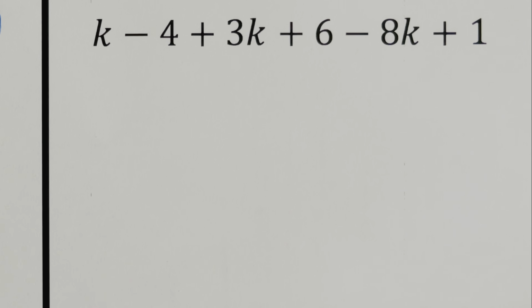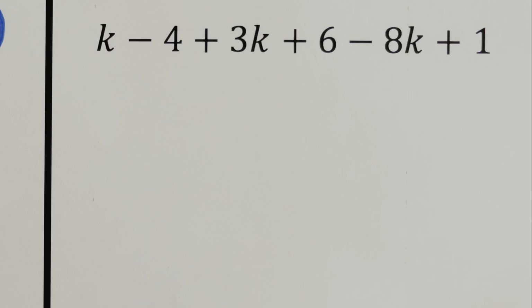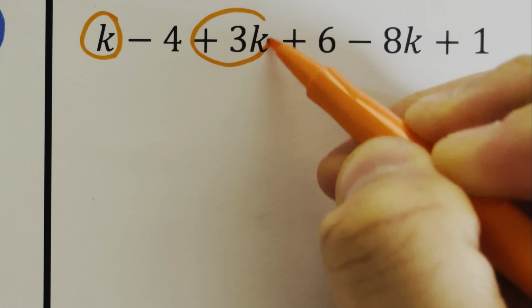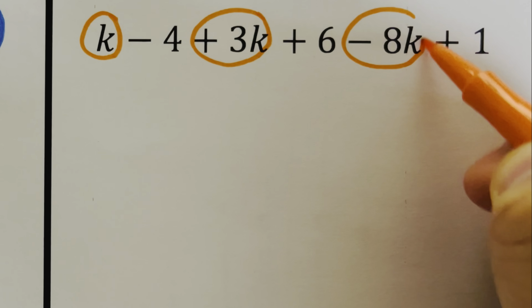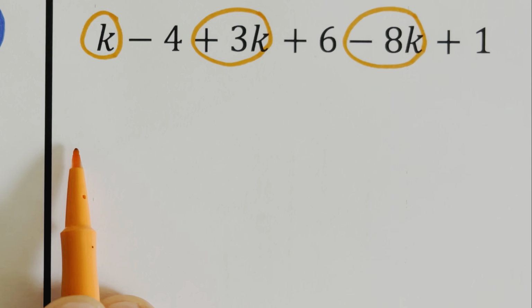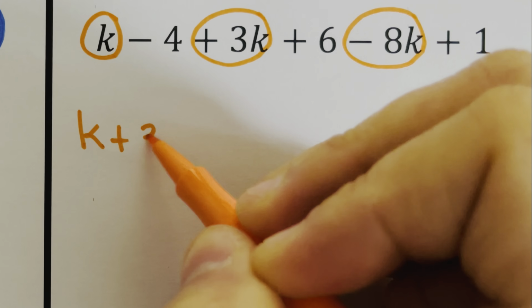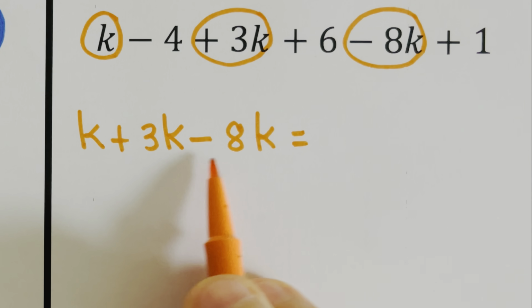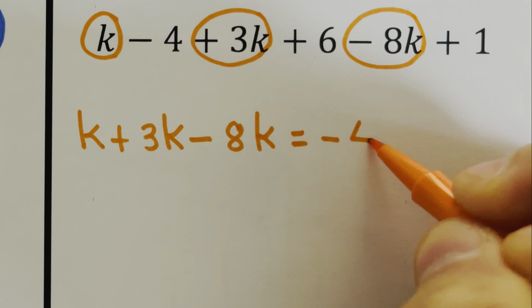Okay, so we go over the problem here. We start by putting together all the ones that have k's on them. So we got a k, and then we also have a plus 3k and a minus 8k. I'm just going to write them all out down here. If we add all these together, this would come out negative 4k.